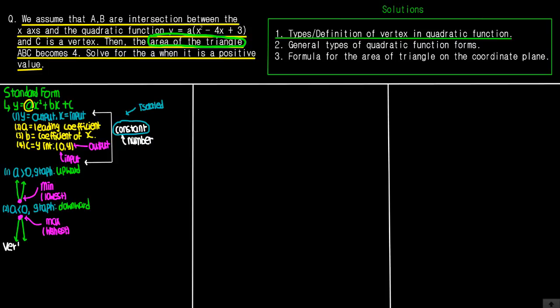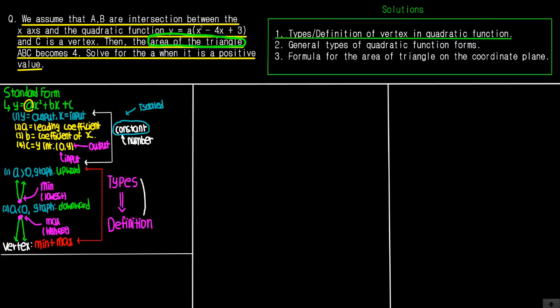So the main definition of our vertex is the number of possibilities between the minimum or the maximum point on our graph, which is defined by the sign of a. And this is what generates our vertex. We talked about our first solutions, types, and the definition of vertex in the quadratic function. And now let's think about the second solution to approach this question: general types of quadratic function forms.